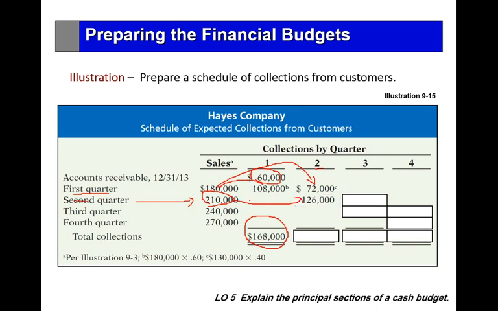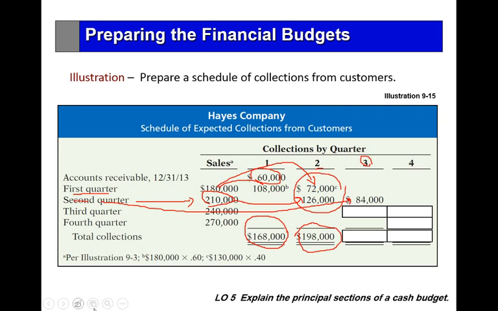Then we have here 126,000, and the rest, which is 40% of the second quarter sales, will be collected in the next quarter, which is the third quarter. Here 40% is $84,000. Then we expect to collect in the second quarter 72,000 plus 126,000. We have $198,000 expected to be collected in the second quarter.